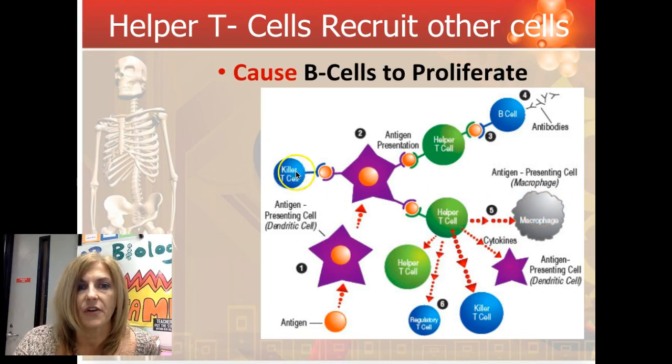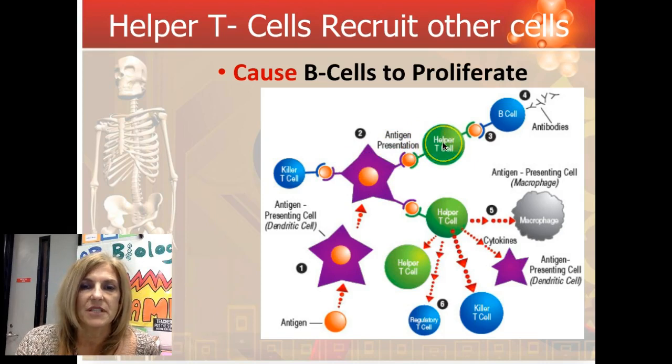So this is just another graphic. Here is an antigen being presented. A killer T cell might bind directly. So the killer T cell binds MHC1s. So on your infected cells, they might be presenting their own antigens. Helper T cells bind MHC2s. So those are on our phagocytes.